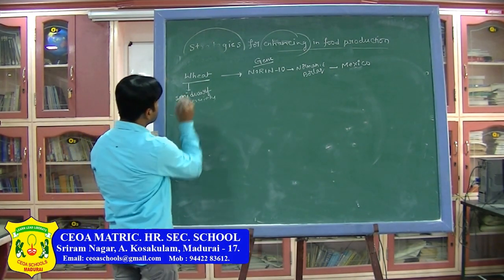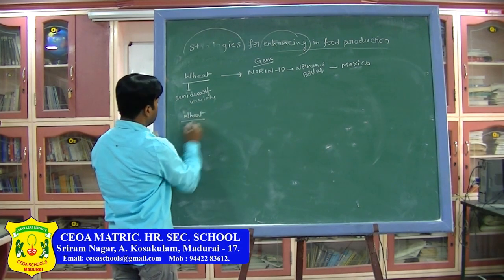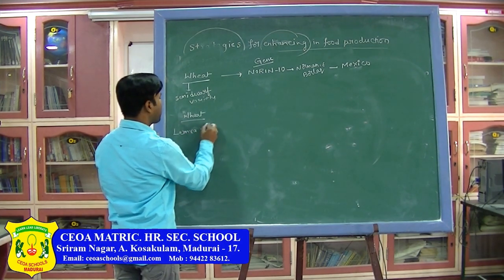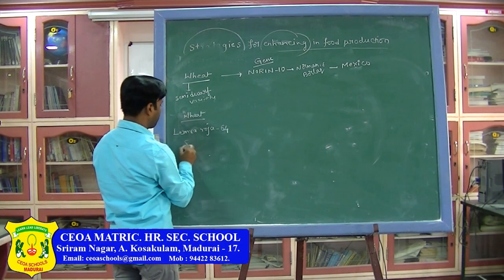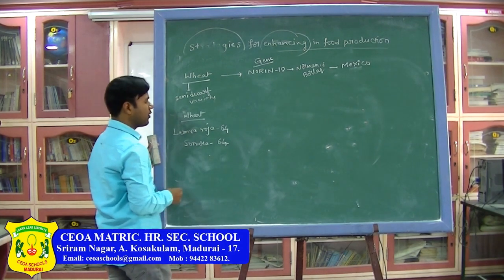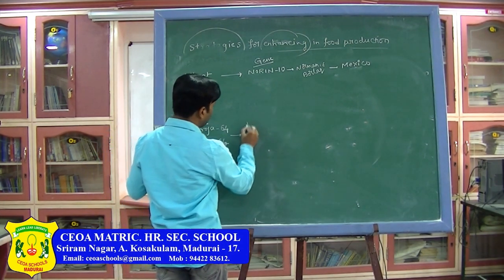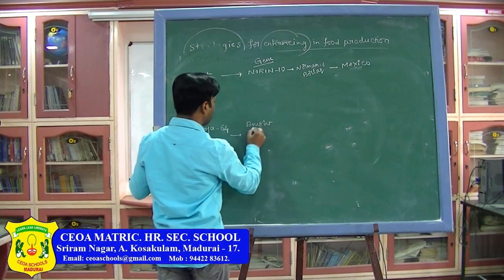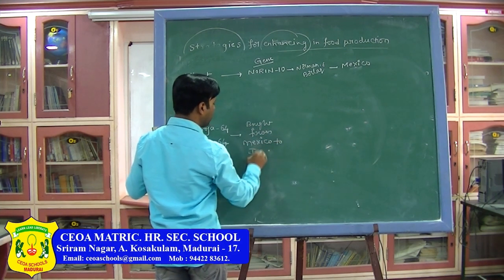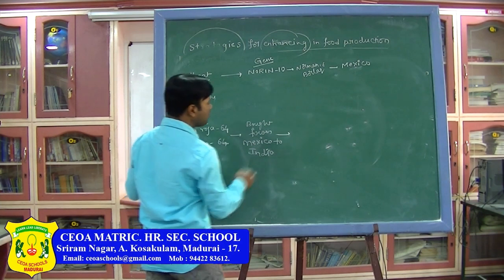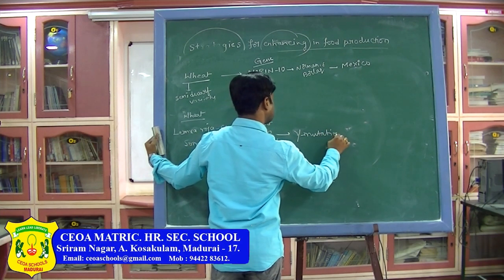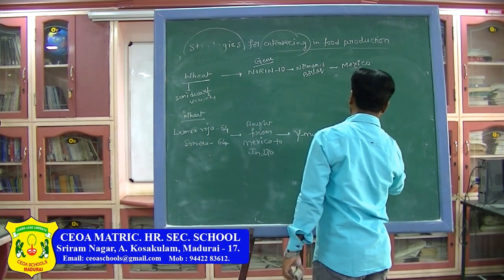M.S. Swaminathan, same wheat only. Lerma Rojo 64, Sonora 64. Okay, this he brought from Mexico to India. Which mutation? Gamma mutation. Who brought? M.S. Swaminathan.